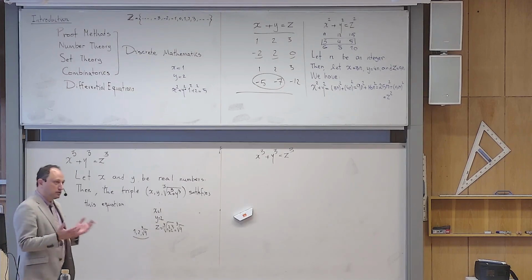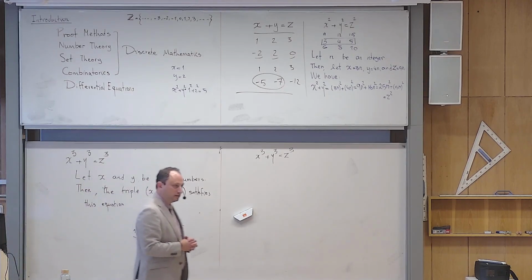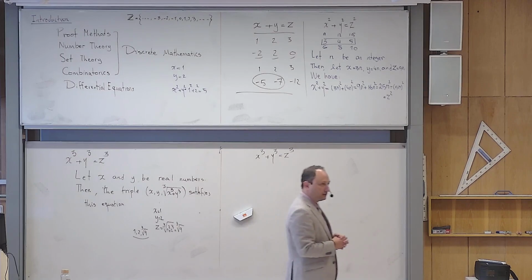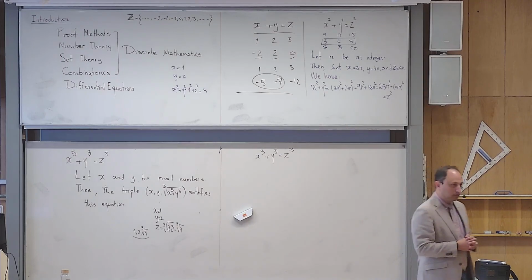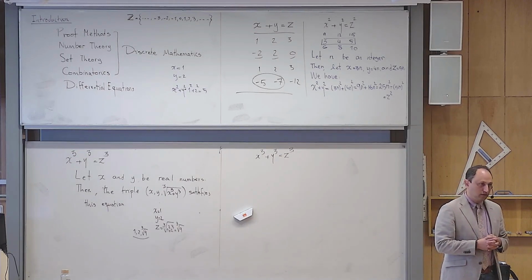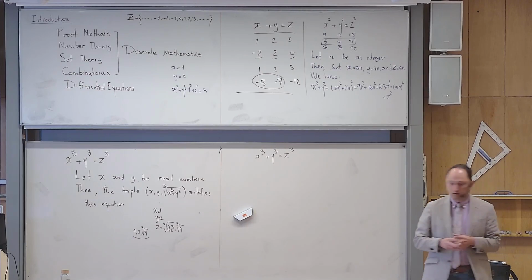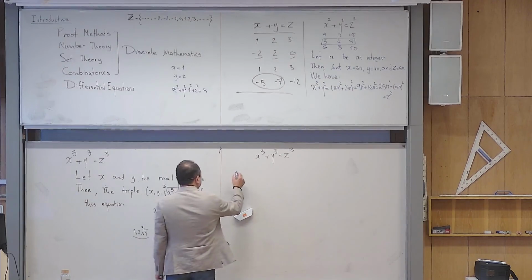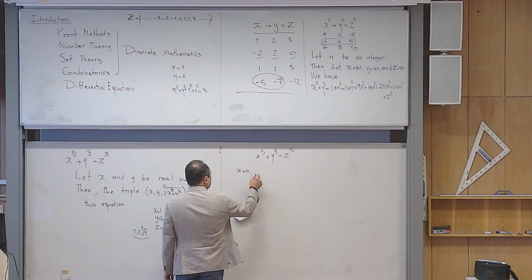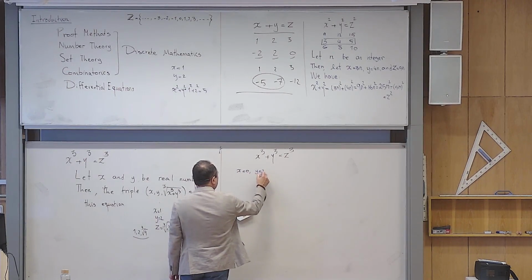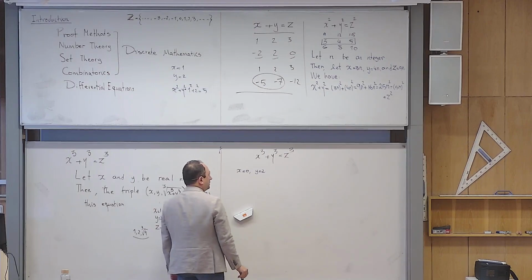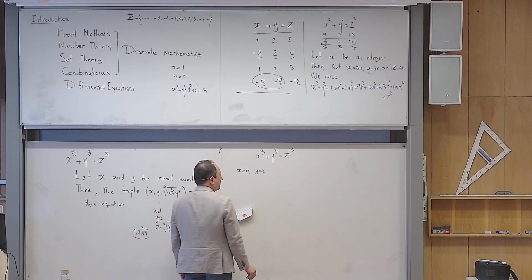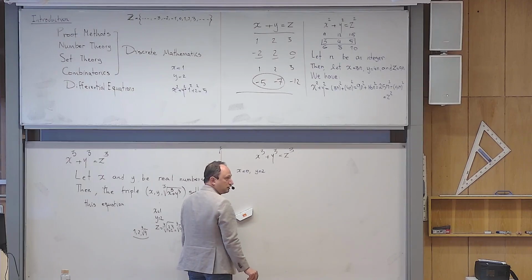Okay. So what's your opinion? Could you find a triple for me? Yes? X is 0, y is 2, and z is 8. X is 0. Y is 2. And z is?